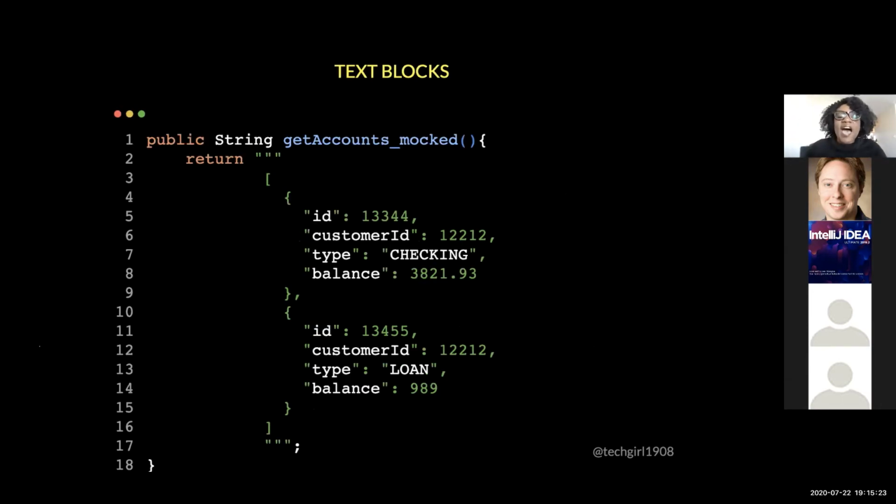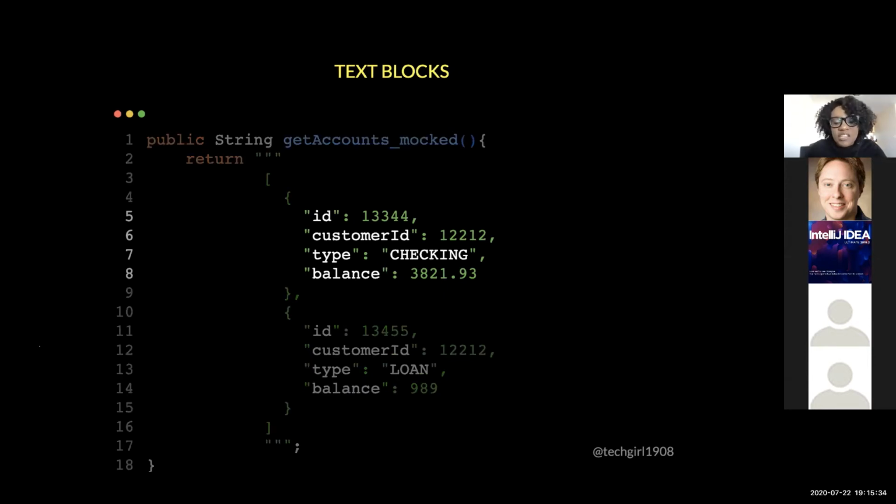Text blocks allow you to use 3 quotation marks to open and close a big block of text. Notice you don't need to escape anything. The individual quotation marks are still there on the fields and the line breaks are respected.